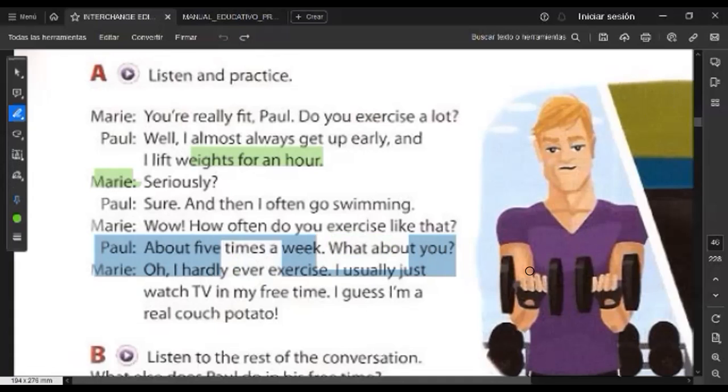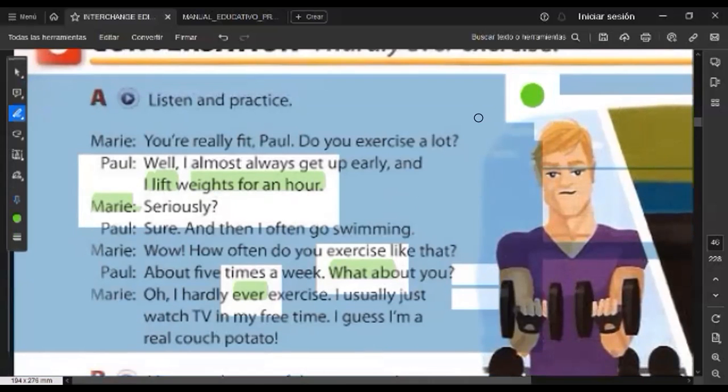By Jack C. Richards, with Jonathan Hull and Susan Proctor, a Cambridge CD 2, Unit 6. How often do you exercise? Page 37, Exercise 3, Conversation. I hardly ever exercise. Part A, Listen and Practice.